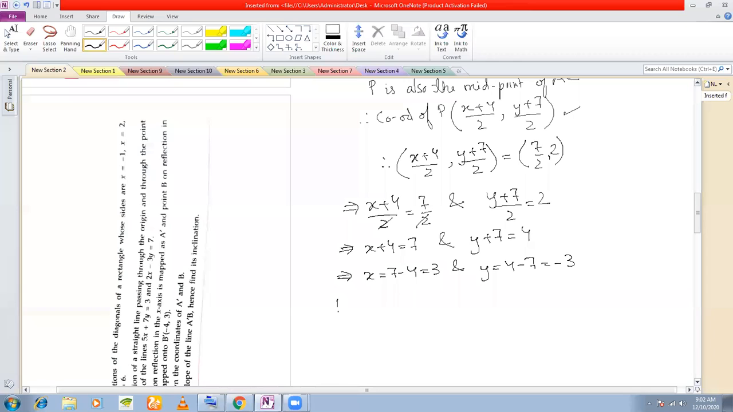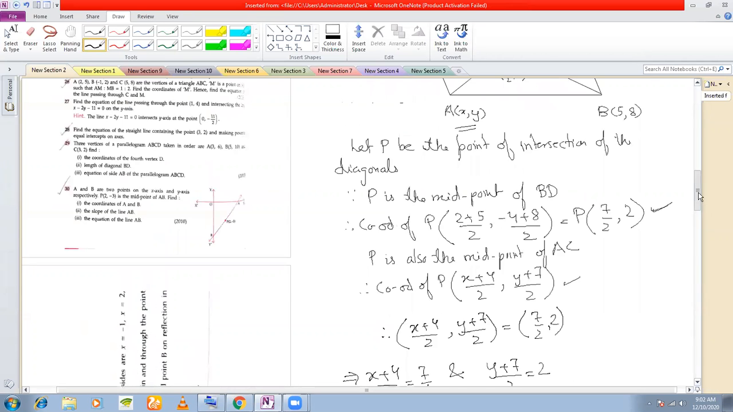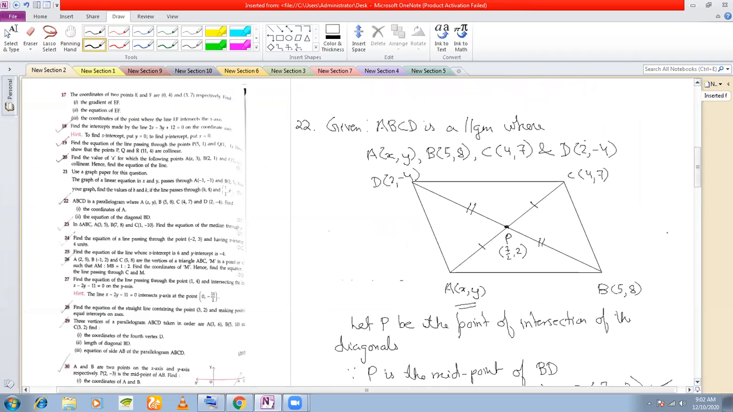That's it. Hence, coordinates of A are (3, minus 3). We've got the coordinates of A. The next question is find out the equation of the diagonal BD. That is the equation of this diagonal BD. We need to find out.